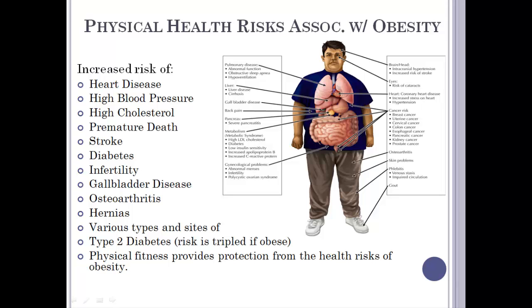Type 2 diabetes risk is tripled if somebody is obese, and physical fitness is the best protection from the health risk of obesity. Even if somebody is obese, if they are physically active, they are less likely to have an increased risk of every single one of these health factors.